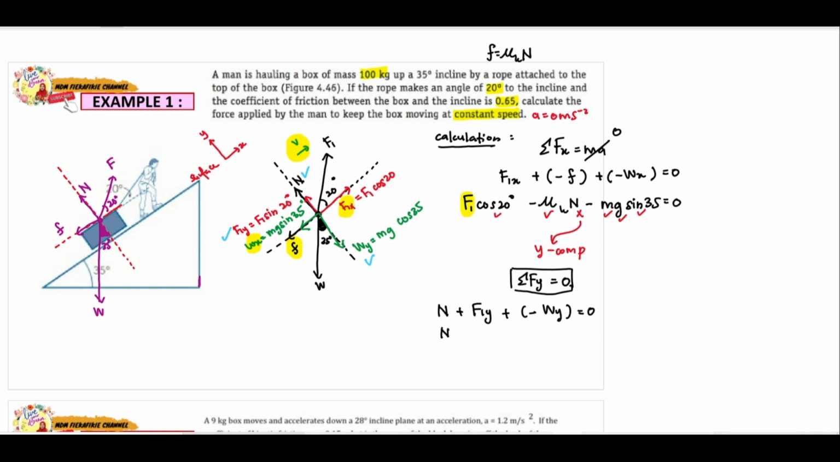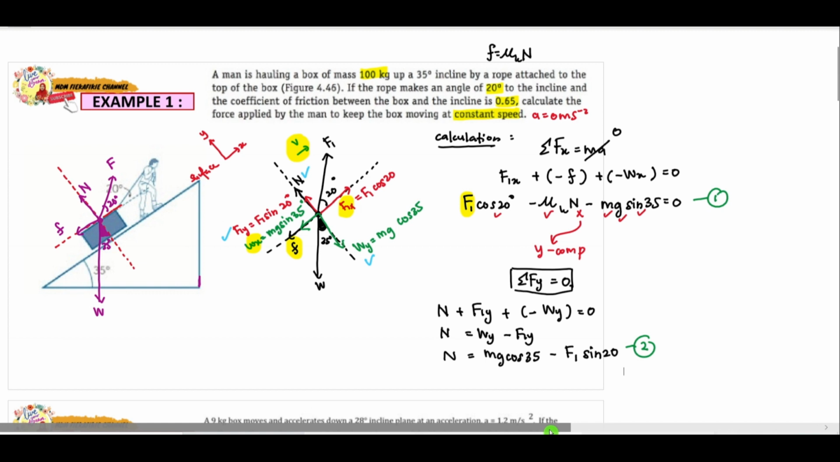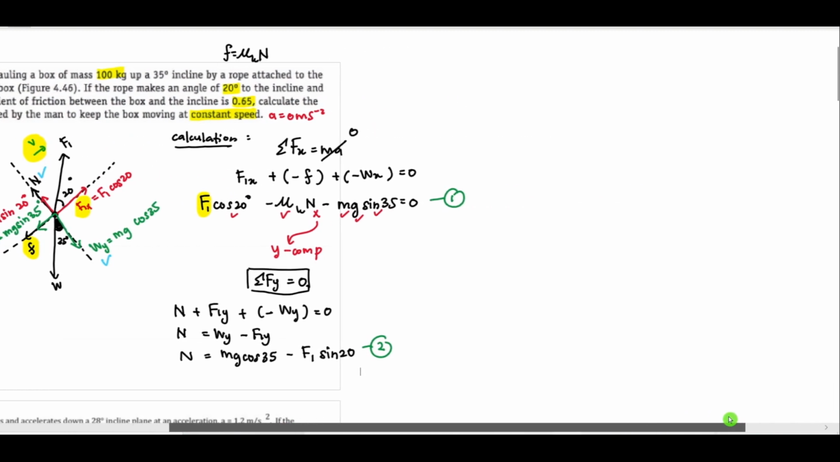So now let's expand. So kita akan dapat n is equal to Wy minus F1Y. Rearrange sebab kita nak cari N tadi kan. So, N is equal to mg cos 35, gantikan balik, minus F1 sin 20. Okay, so this is second equation. So, kita dah ada first equation here and this is second equation. So, sekarang kita nak buat apa? So, now let's substitute. Okay, so saya nak gerakkan ini dulu sikit. Okay, kita tulis dekat sini lah.